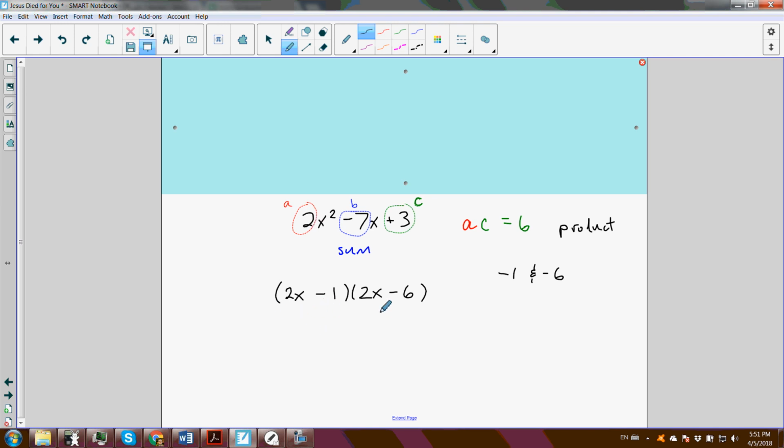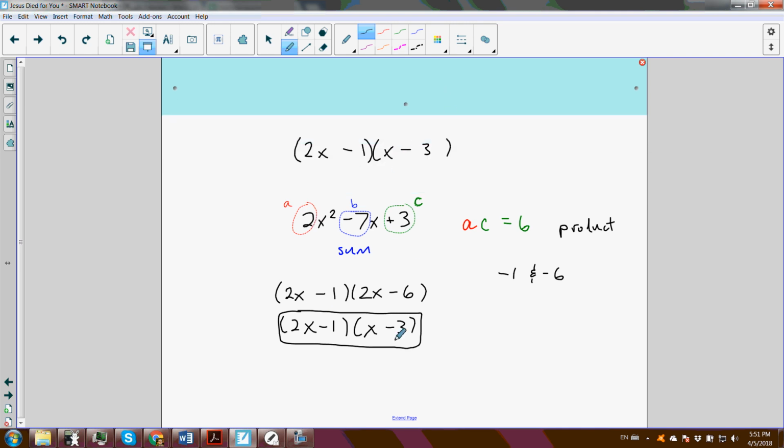So, what we do is we take this second factor, because both of the terms have a 2 in them. We just divide that 2 out. And so we end up with 2x minus 1 times, instead of 2x minus 6, we divide that down to x minus 3. And that is the correct factorization as we saw up here. 2x minus 1 times x plus 3.